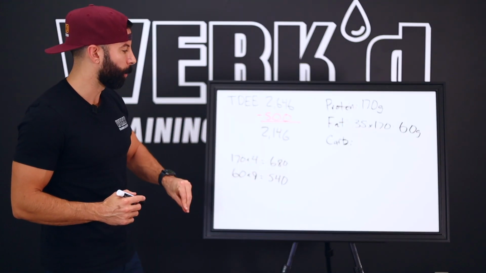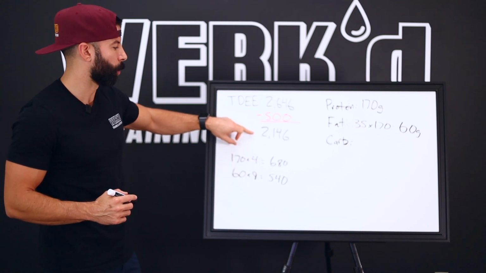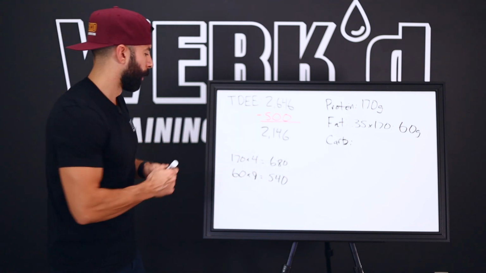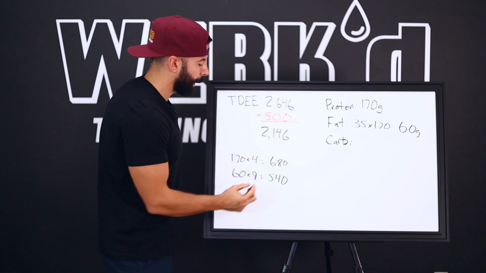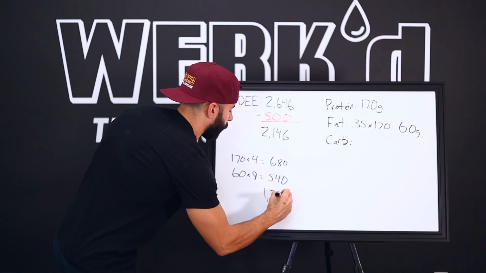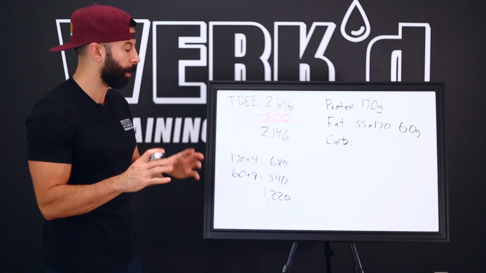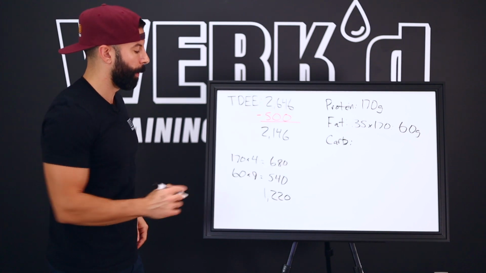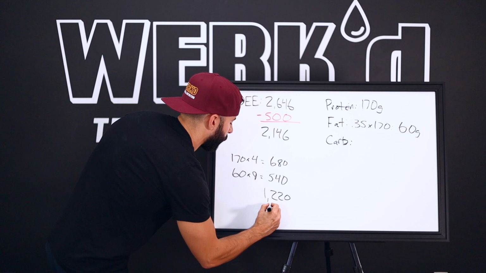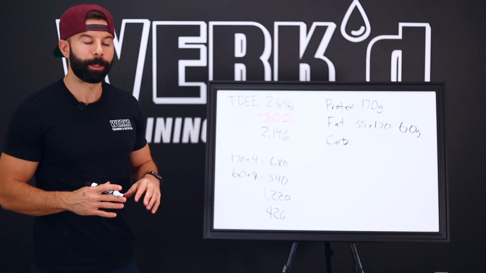We just need to add these two numbers together and subtract it from our total daily target, which is 2146, and that'll give us the amount of carb calories we have left. So if we take 680 plus 540, we get 1,220. Then if we take 2146, which is our daily target, minus our protein and our fat, which is 1,220 calories, we get 926. We need to fill out 926 calories of carb.